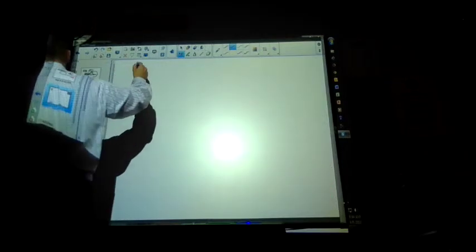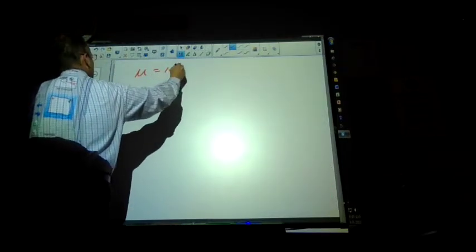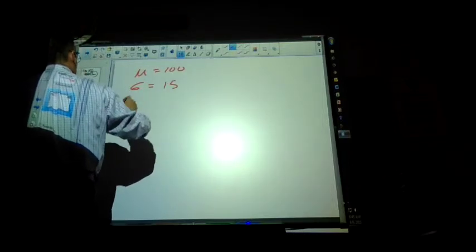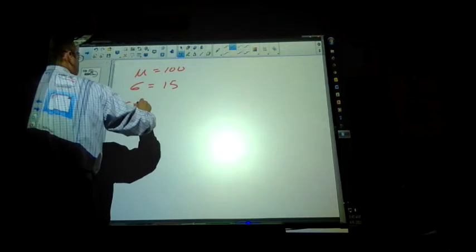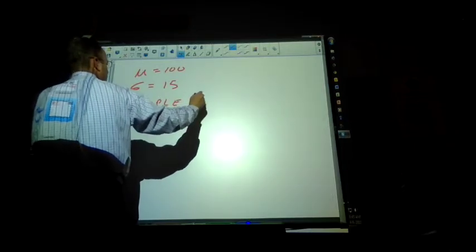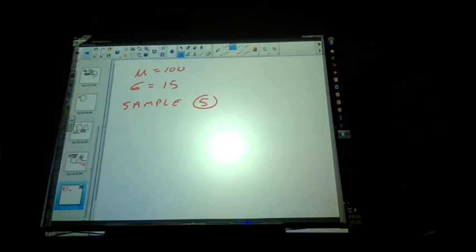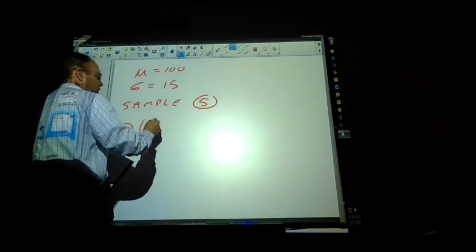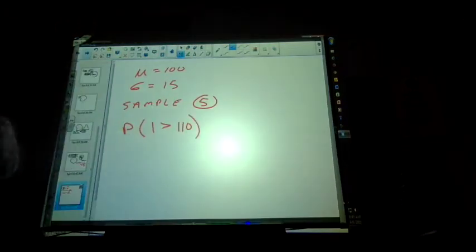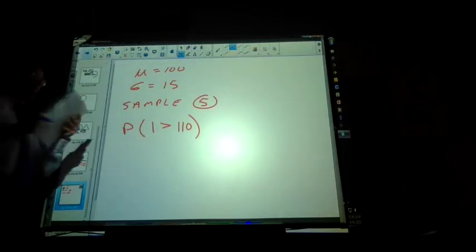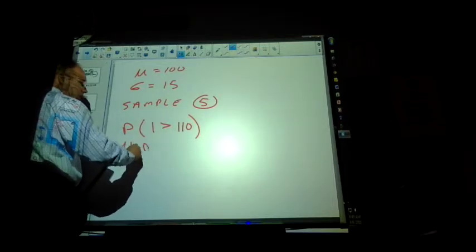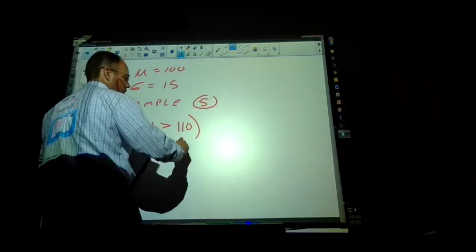So, things that we know about this. We have a mean of 100, standard deviation of 15, and our sample is 5 kids. Okay? What is the probability that one person has an IQ greater than 110? Picking a random number out of an arbitrary large thing. So, we're going to use NCDF on our calculator. We're going to choose 110.